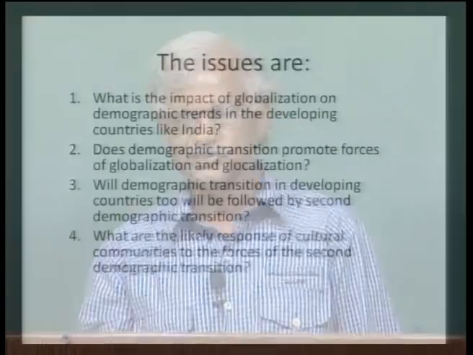Globalization in the sense of transfer of capital, technology and labor, and localization in the sense of transmission of culture from one part to another, but in such a manner that the local cultures find as though the products delivered by forces of globalization are to meet or to satisfy the values of the local culture, folk culture.